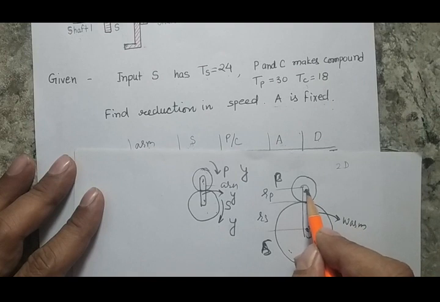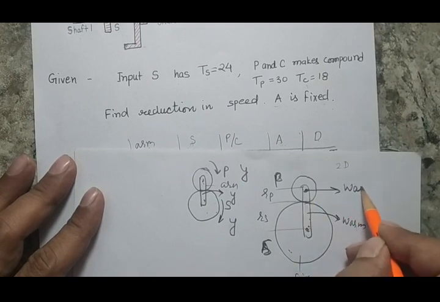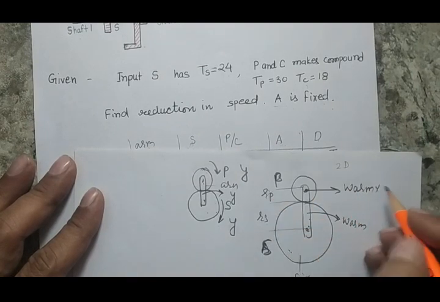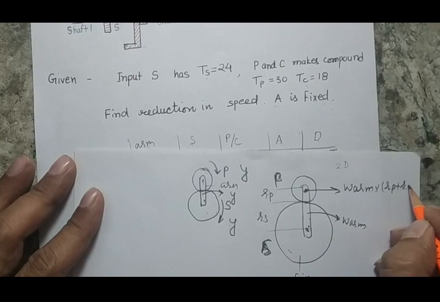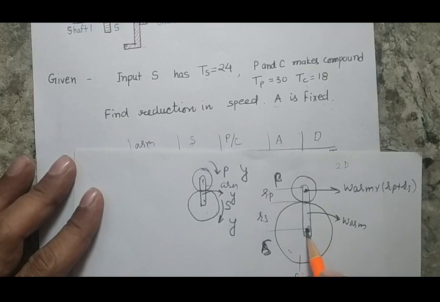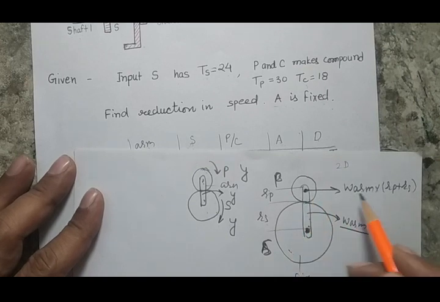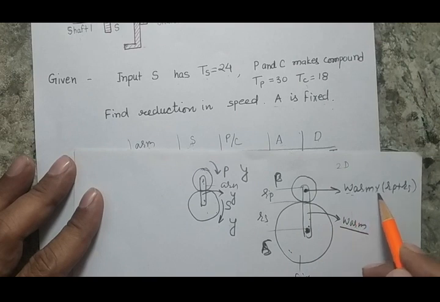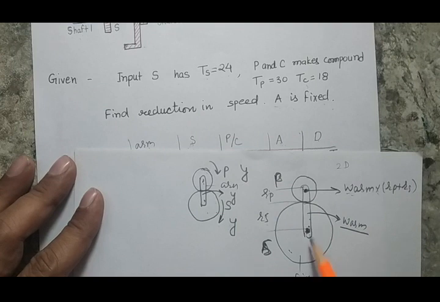So the velocity of this point will be equal to omega arm into the sum of these two radii, that will be RP plus RS. Because it is simple, this is a fixed point, the arm is rotating about this point, and if I rotate my arm with angular velocity omega arm, the point that is here will have a linear velocity omega arm multiplied by the distance, that is the sum of the radii of gear S and gear P.